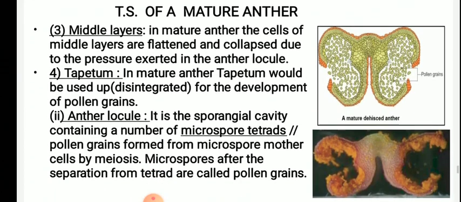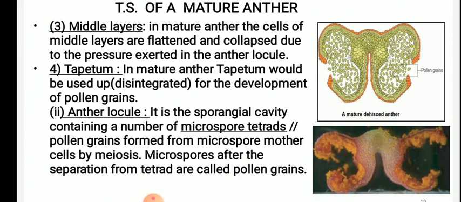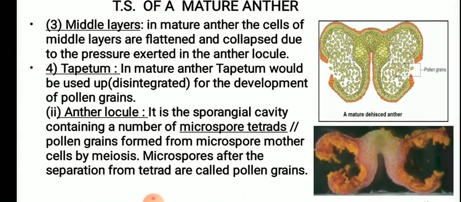The third layer, as we know, is the mid layer. In a mature anther, the cells of the mid layer become flattened and collapse due to the pressure exerted by the anther locule. Only in young anther you will see mid layers. Mid layers will be totally absent, or ephemeral, and they degenerate in the mature anther because they cannot undergo anticlinal division to keep pace with the expanding sporogenous cells. That is why the middle layer becomes disintegrated in the mature anther.